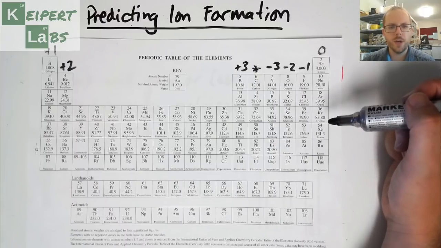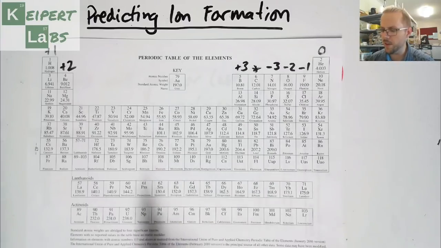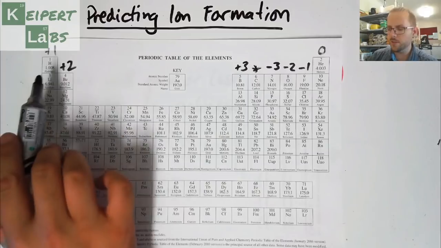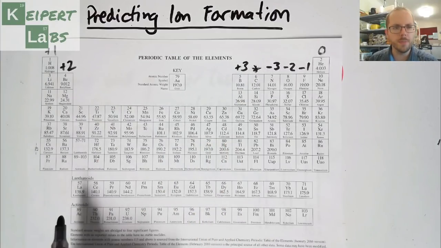In a future video we're going to talk about this idea of ionic bonding, how when we make ions, atoms can then connect together to form different compounds. But hopefully you can see now that we can use the periodic table and the number of valence electrons an atom has to predict what kind of ion it will form, whether it's positive or negative, and what charge it will have in the end.